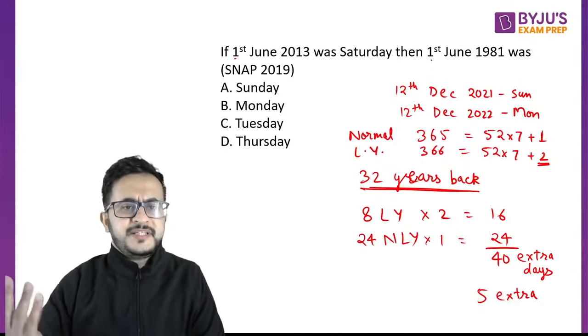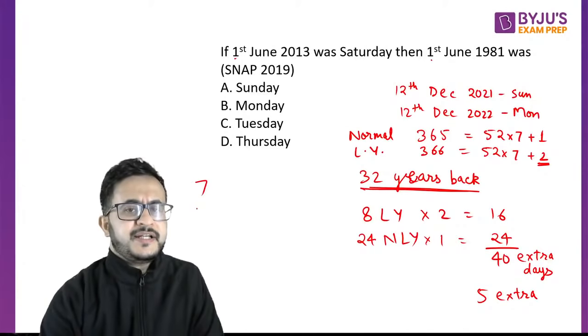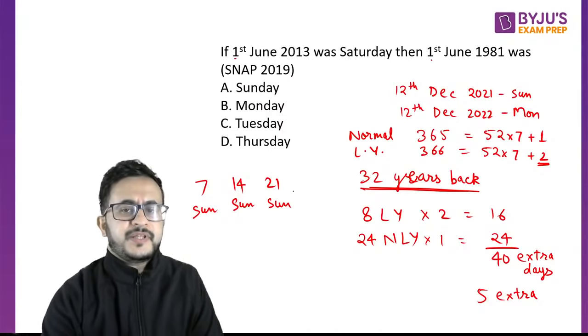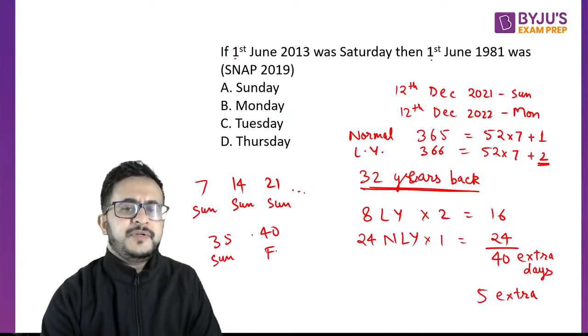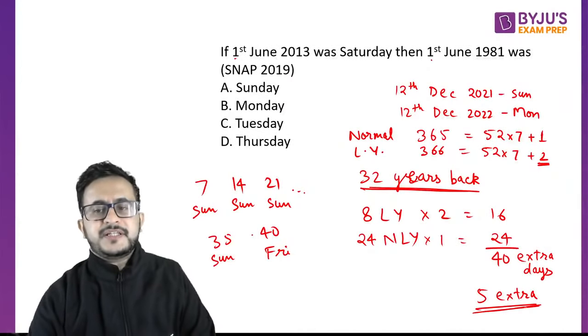ठीक है, 40 days means मैं आज से कहता हूँ 40 days बाद क्या होगा. So you will say after 7 days Sunday आ जाएगा, then 14 days बाद Sunday आ जाएगा, 21 days बाद फिर Sunday आ जाएगा, and so on. You will say 35 days it will be Sunday. Okay, then you will say 1 2 3 4 5, 40 days you will say that will be Friday, right? So there are 5 extra days.